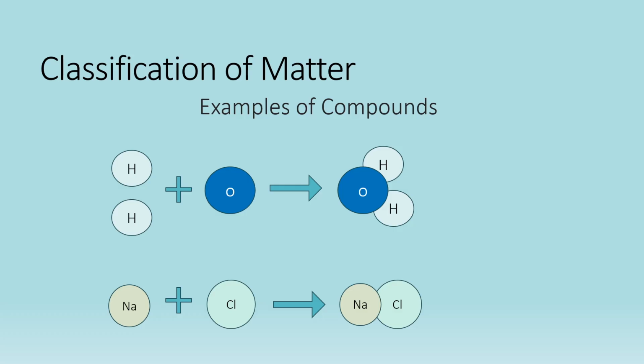In this slide, I have some examples of compounds. As you can see, the first one is water, which has 2 hydrogens and 1 oxygen to form H2O, which is water. And then another example would be NaCl, which is table salt. As you can see, it contains Na and a Cl. So these are both types of compounds, table salt and water.